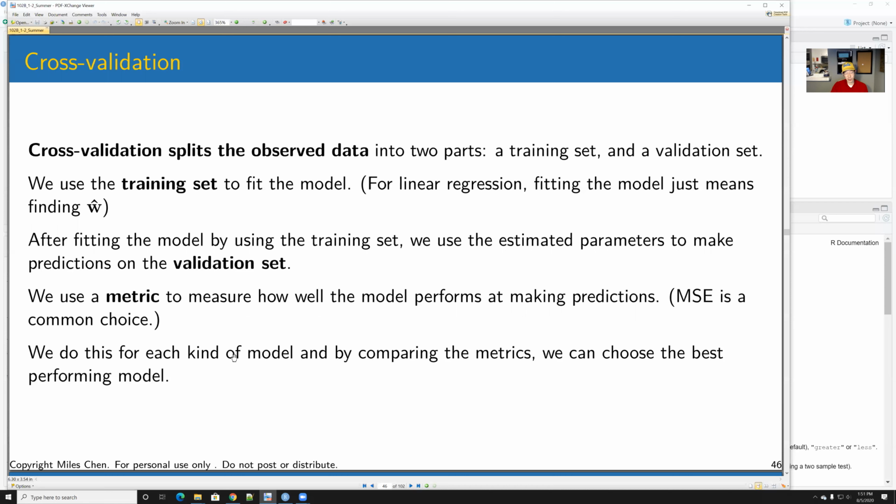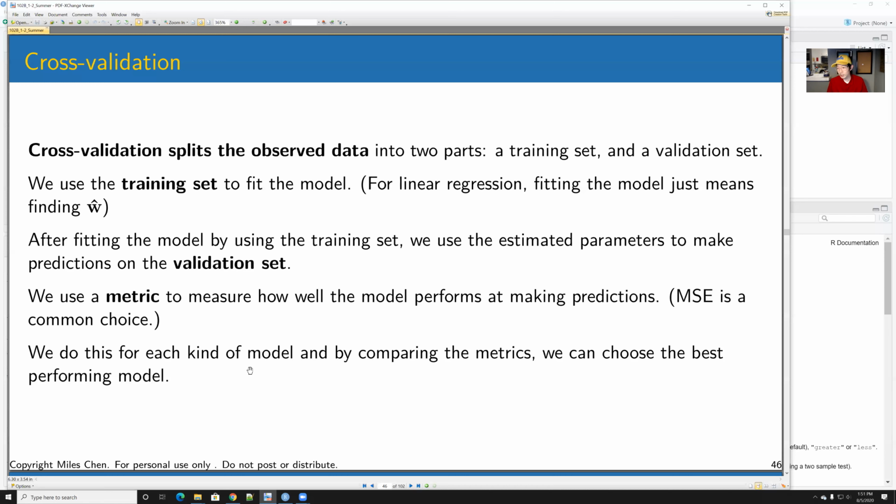And we do this for all of the different kinds of models. We're going to say, all right, let's fit the linear model and see how well it performs. Let's fit the quadratic model, see how well it performs. Let's fit the third order polynomial or cubic model and see how well it performs, right?